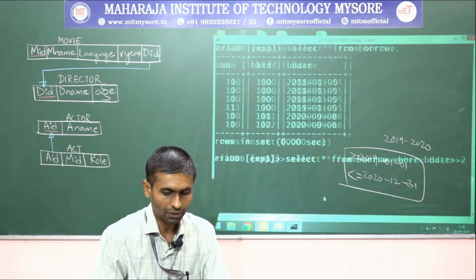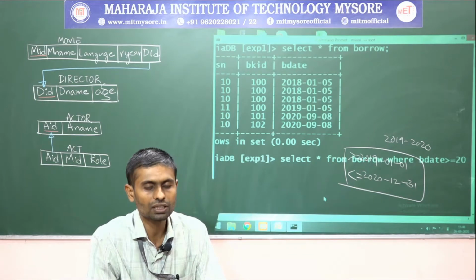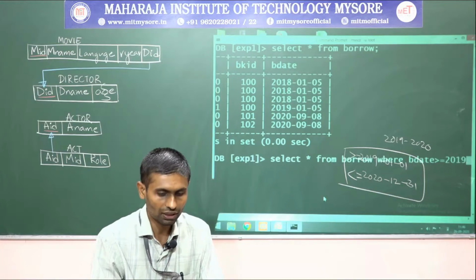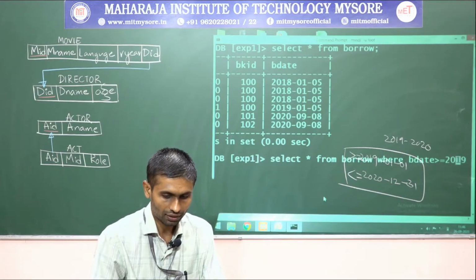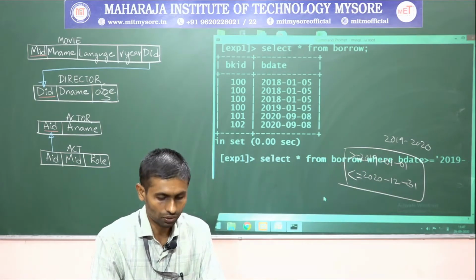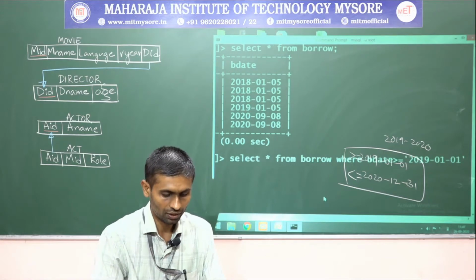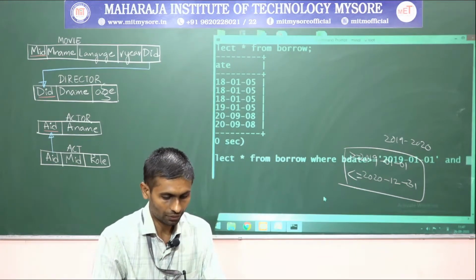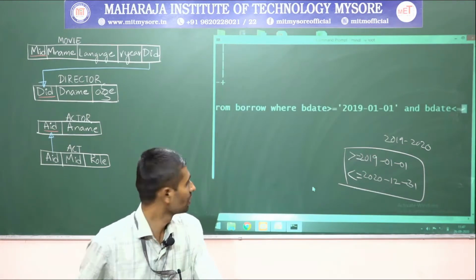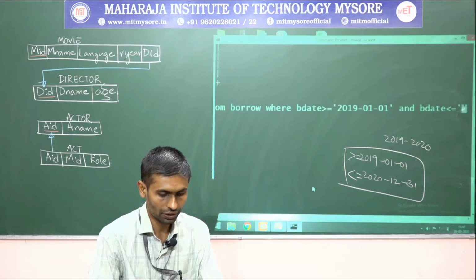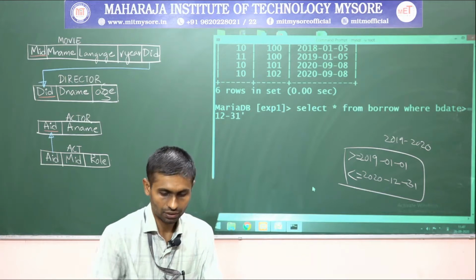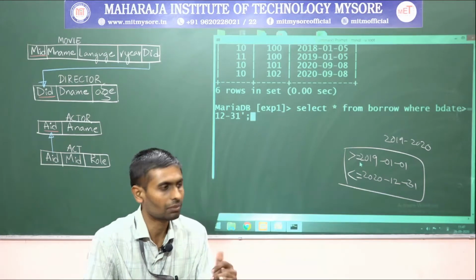Let me write it. If the books borrowed between 2019 and 2020 are asked for, usually we'll write 2019, and since it's a string date, varchar date type, enclosed within single quotes, 2019, 01, 01, and B date should be less than or equal to 2020, 12, 31, right? So December 31, this is the query we will write.